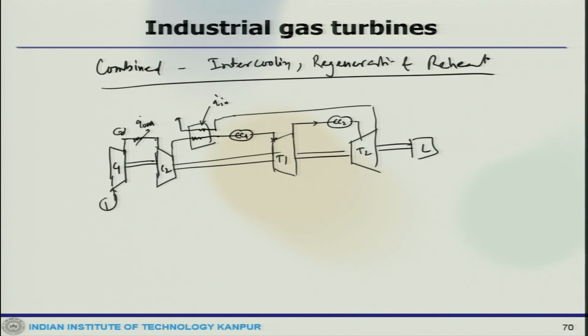This is 2, this is 3, this is 4, this could be 5, 6, this could be 7, 8, 9, and this could be 10. So, you can have this kind of configuration also, whether you have intercooler, regenerative, and these are used in different kinds of applications. Now, similarly you can have a double shaft engine also, where you can have a free turbine, which is similar to what we have seen.